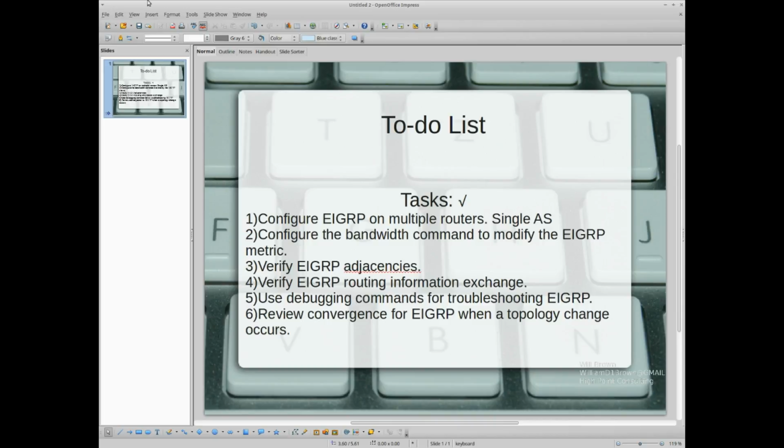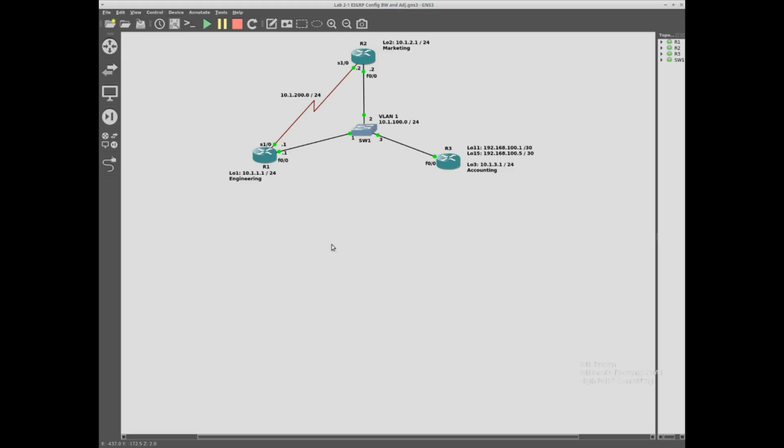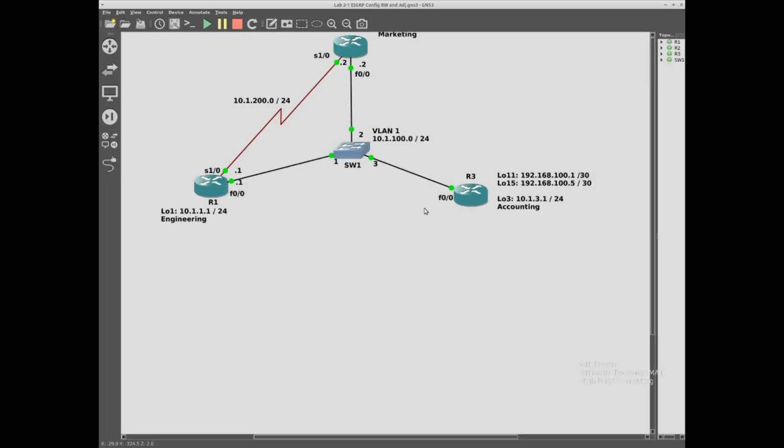What you'll see, let me go ahead and switch over. So you see, and let me make that a little larger. That's the topology for this instance. Bring that network down. Pretty straightforward. You have routers 1, 2, and 3 connecting into a VLAN and a broadcast network, VLAN 1, on that 10.1.100.0/24 network.